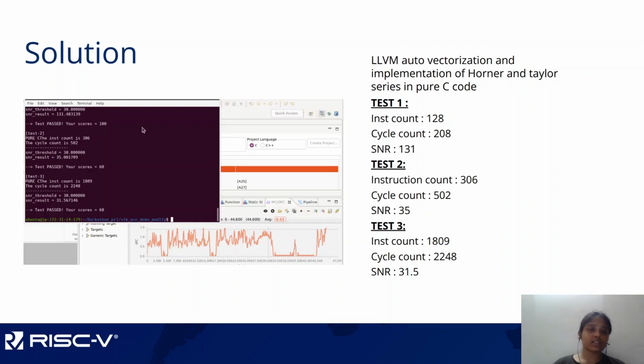This result is from the Horner series implementation, and you can see the test count. For test 1 there are 3 samples, test 2 has 71 and test 3 has 2048 samples, as you know. And you can check that the cycle count has reduced to 2248, as well as the instruction count, when compared to the raw pure C code, which is implemented using the standard C library exponential function. And also you can see that it takes around 1000 cycles fewer than the ACE implementation given to us.